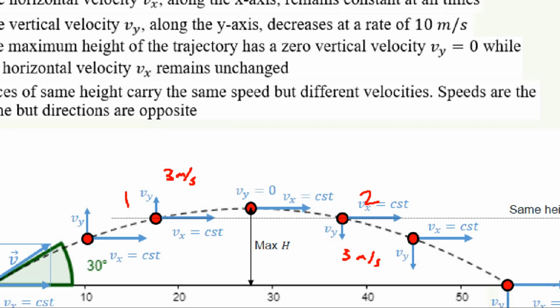In magnitude they would be the same, but as velocities that would be plus 3 meters per second and that would be negative 3 meters per second. So in velocities Vy would be opposite, but in magnitude the same. So for the same slice of height, the speed, which is the Pythagorean sum of Vx and Vy, would be exactly the same. What is different is just the velocities, and the vertical one would be the opposite.